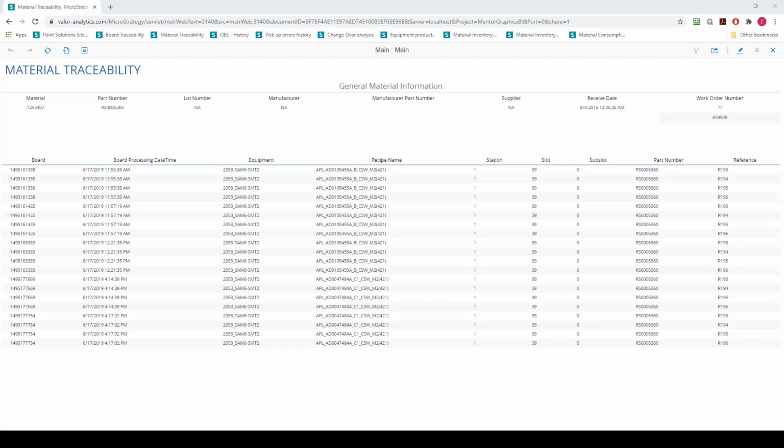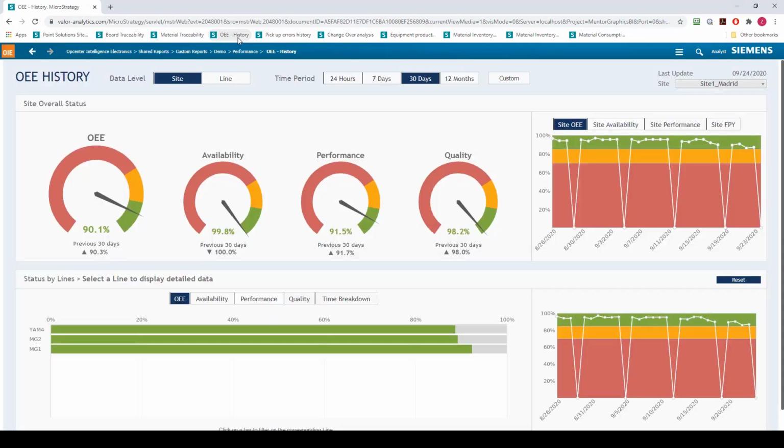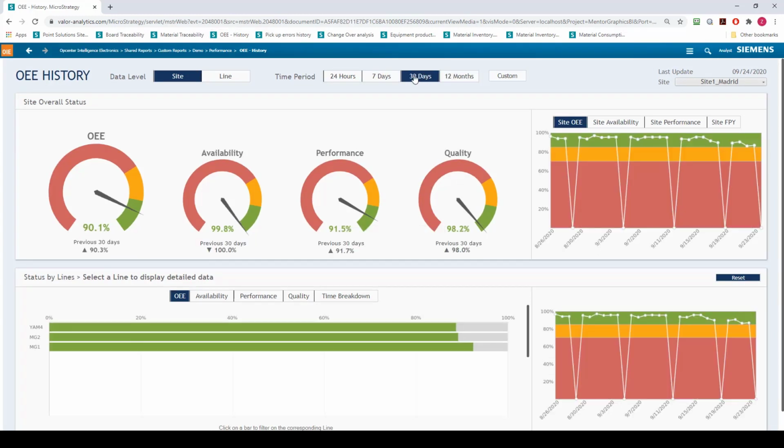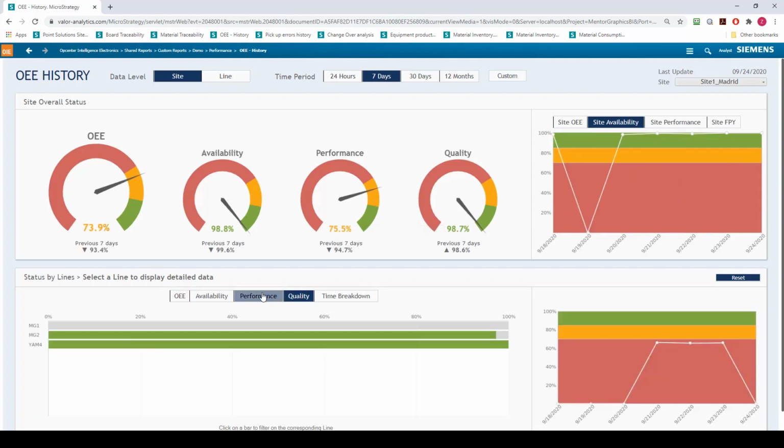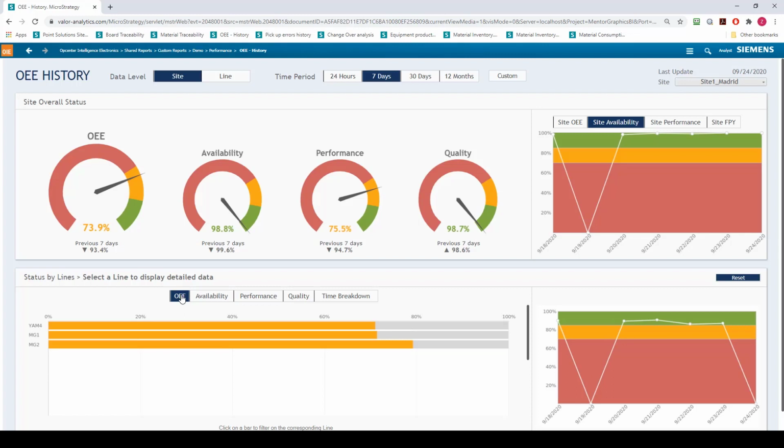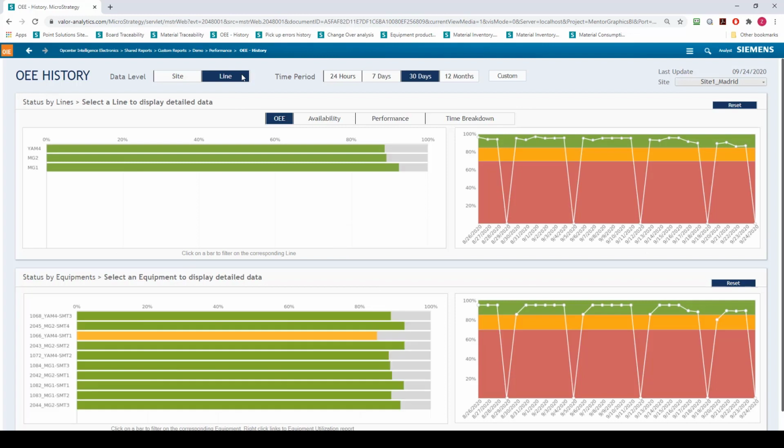the material was attached. The next sample report is the OEE history dashboard, which shows the performance of the equipment in the factory. Beginning with the high-level OEE metric, the underlying data can be viewed in many ways in order to identify bottlenecks affecting factory performance. Review different time periods to establish baselines and evaluate trends. Explore underlying metrics like availability, performance, and time breakdown. Begin at the site level and drill down to individual lines or equipment to uncover the root of the poor performance.